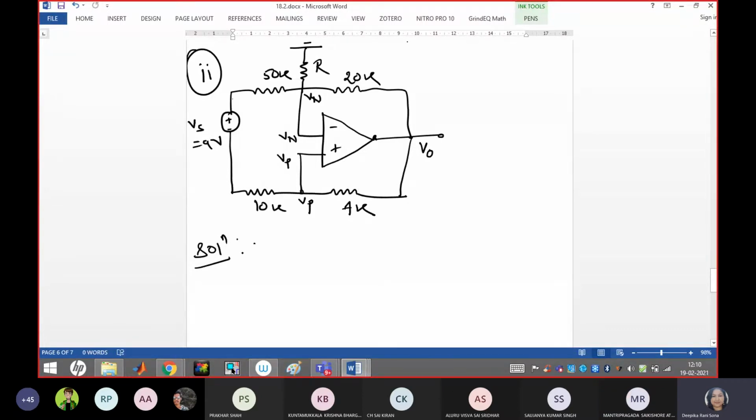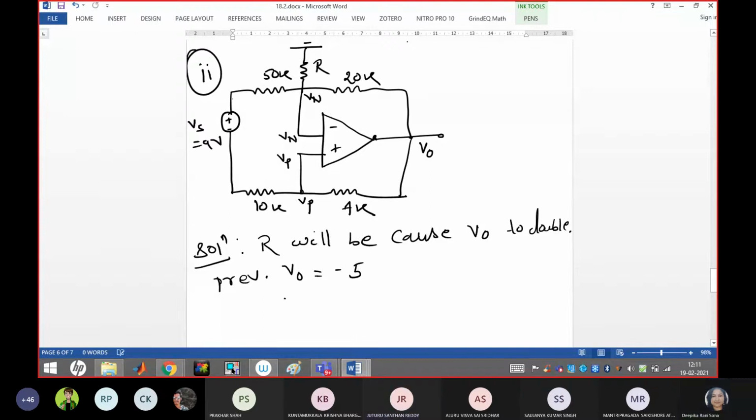And the hints were there in the question itself. Correct? So what has been asked in the question? R should cause V0 to double, right? This was our requirement. So what was the previous V0? -5. It means R will make the V0 become how much? -10 volt.